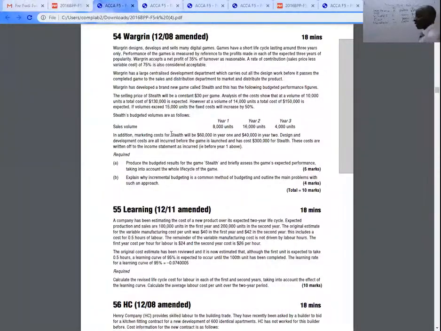You go to the next one. Other than this marketing cost, what else do we have? Design and development costs. They're telling us 300,000 for steel. These costs are written off to the income statement as incurred before year one. So we have here before year one, 300,000.